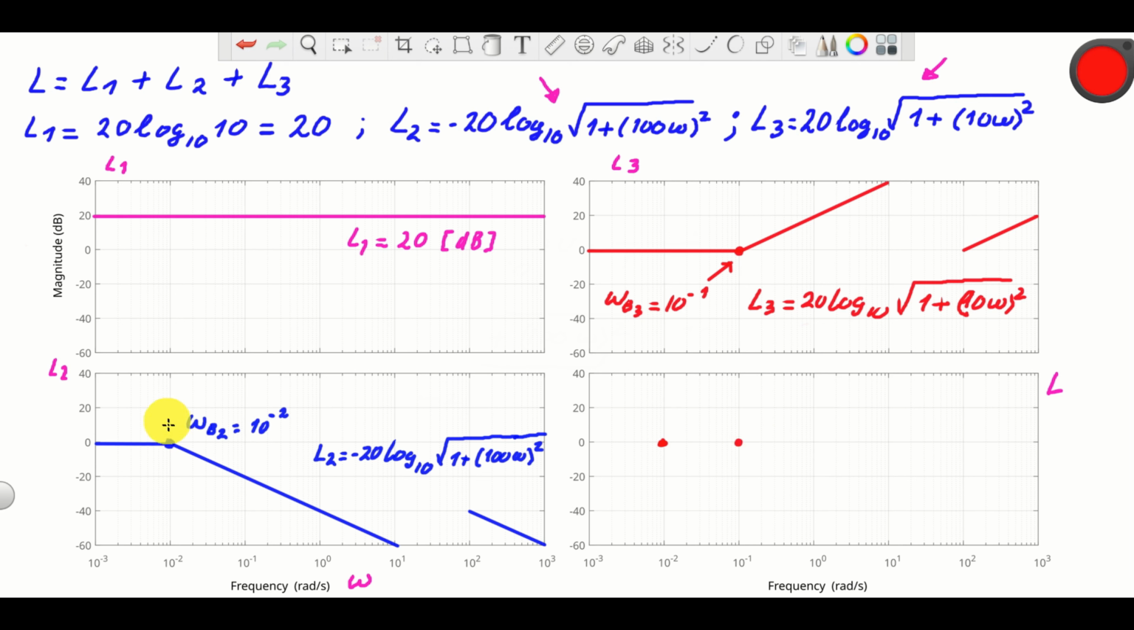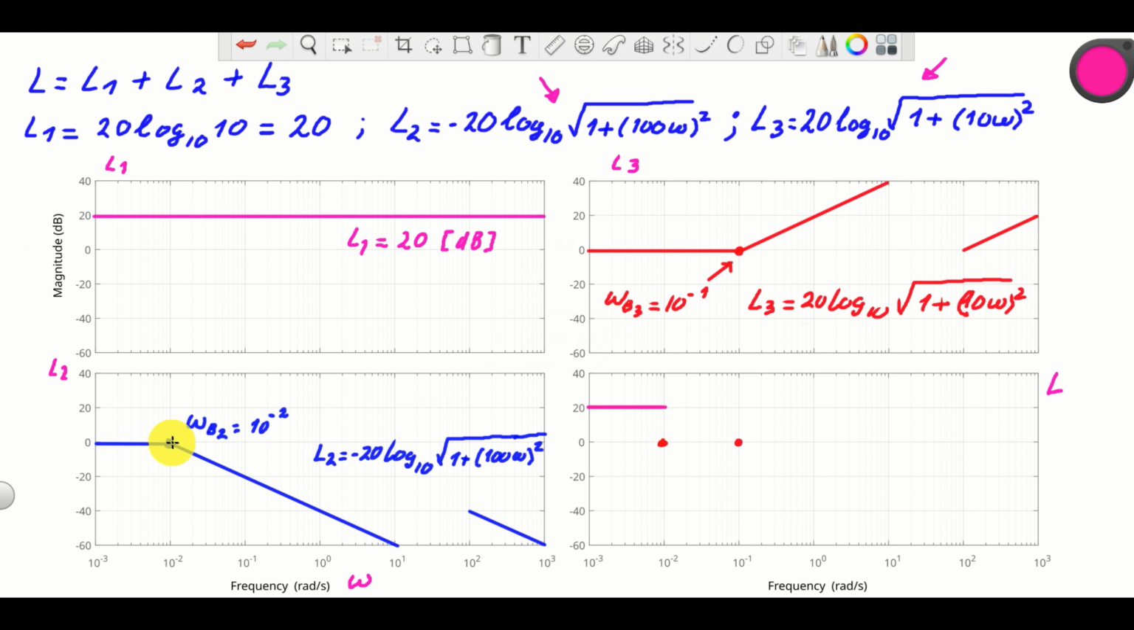Before this break frequency, we can see that our L can be approximated by L1, and that's 20 dB. So let's change the color to match this exact approximation. I need this pink color. That is over here. Our Bode plot or log magnitude plot will look like this.